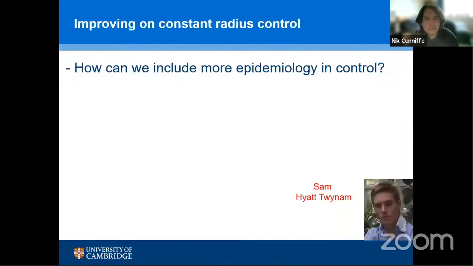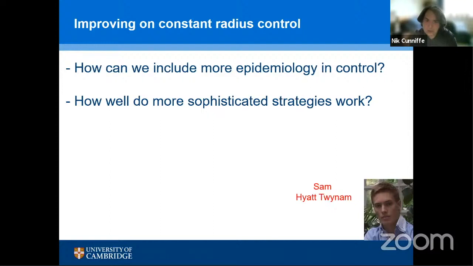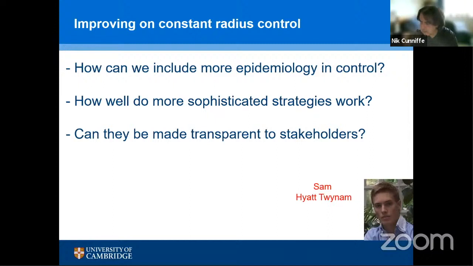So what I introduced there was one thing that you may do if you're controlling an epidemic, a plant disease epidemic at least, and that's to go and control out to a constant radius. But of course, that's very simple. So Sam Pyatwine, a student of mine, and I wondered if we could do better by including more epidemiology. And this again poses some questions. So the sorts of questions you might care about: how well does this work? Can these sorts of strategies be made transparent? So if the idea of cutting to a constant radius is unpopular with people, then something more complicated may even be more popular.